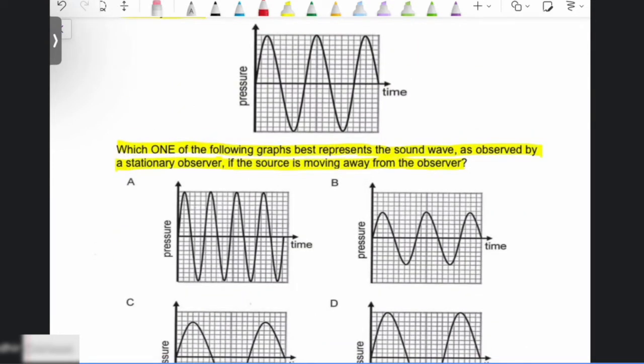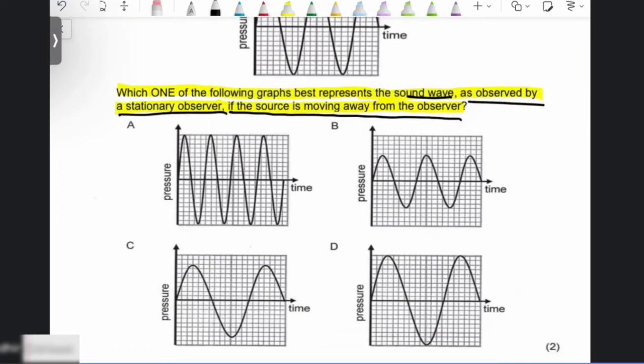So we need to figure out, in this particular one, guys, they tell us the source is moving away. So they want to find out which graph best represents the sound wave as observed by the stationary observer if the source is moving away from the observer. Now, guys, if we are moving away from our observer, what are we supposed to know? Moving away means that our frequency should decrease.